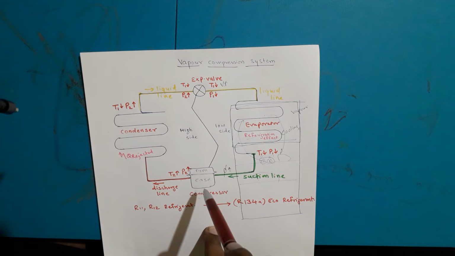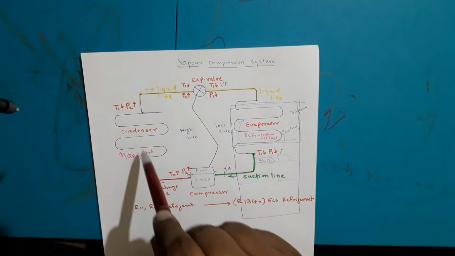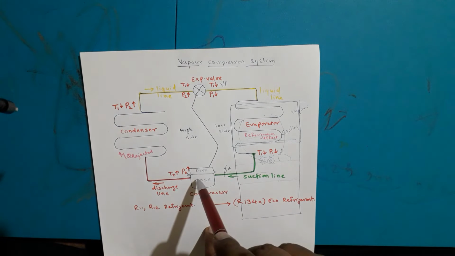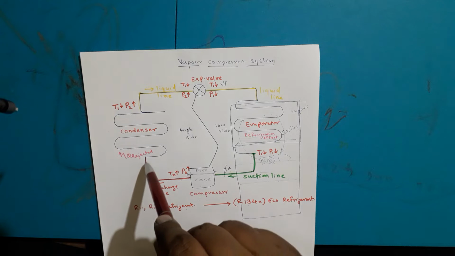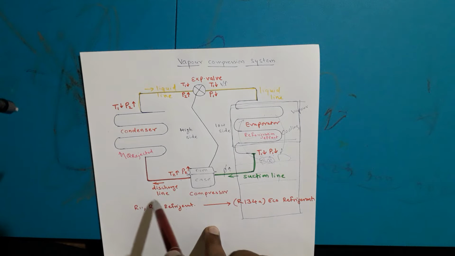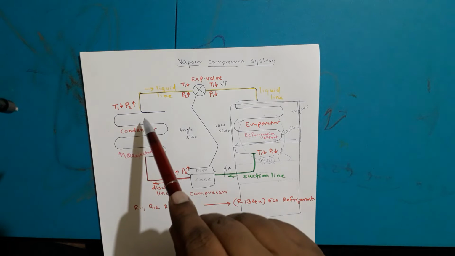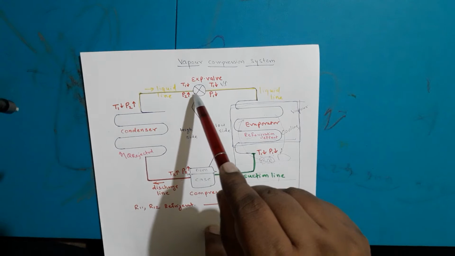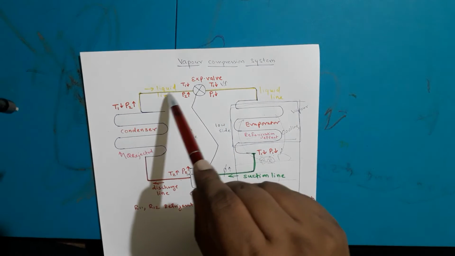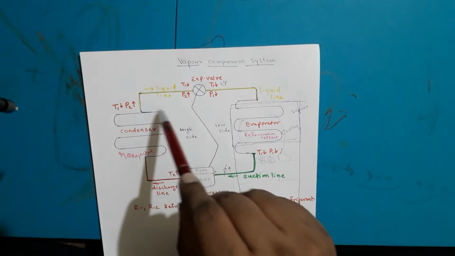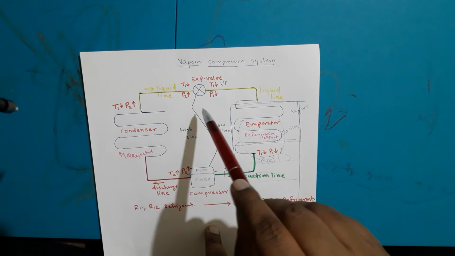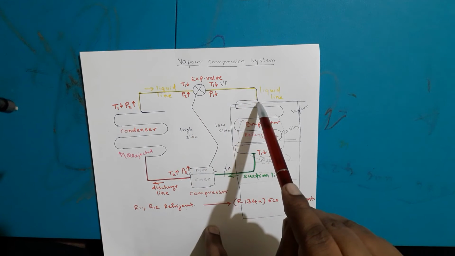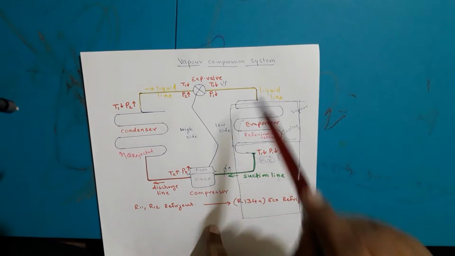Now you can see that this compressor is connected to the condenser via the discharge line, which is colored red. After the condenser, the condenser outlet is given to the expansion valve inlet by the liquid line, which is colored yellow. After the expansion valve, the output of the expansion valve and the input of the evaporator are also connected by a liquid line.